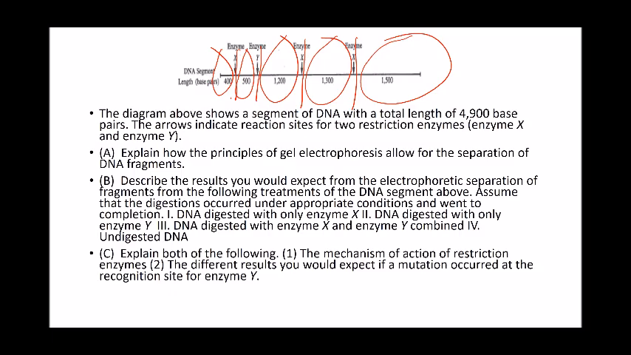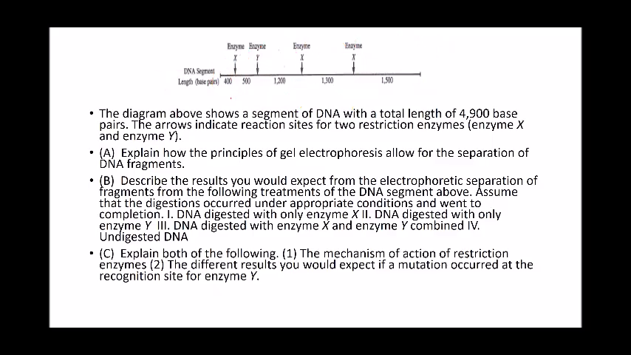Now, I missed a piece. Part 4 says the undigested DNA. So if we just took this DNA and we put it in an electrophoresis machine without cutting it at all, we would get 1 fragment. And that 1 fragment would be 4,900 base pairs long.